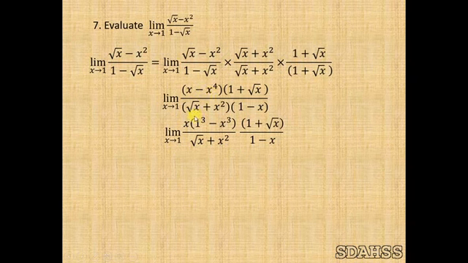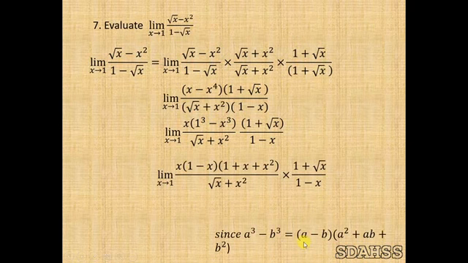So you have x into 1 cube minus x cube into 1 plus root x divided by root x plus x square into 1 minus x. We know that a cube minus b cube is a minus b into a square plus ab plus b square. Now you have to apply this formula in the numerator. So this becomes limit x tends to 1, x into 1 minus x into 1 plus x square divided by, you keep the other one as it is, 1 plus root x divided by root x plus x square into 1 minus x.